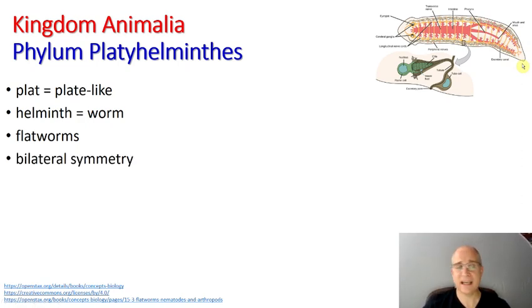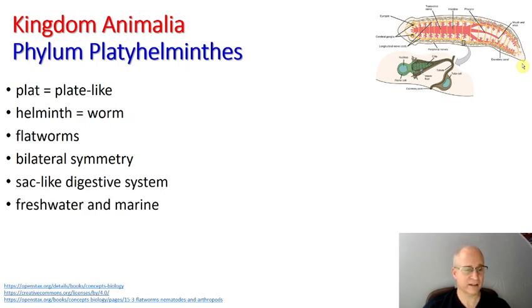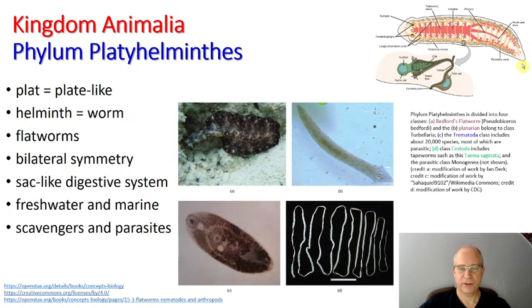They do exhibit bilateral symmetry. And they have a sac-like digestive tract. And you find these in both freshwater and marine environments. And they are primarily scavengers and parasites. So here you see a couple of the scavenging types of flatworms here. This is called Bedford's flatworm, and this is a planaria.